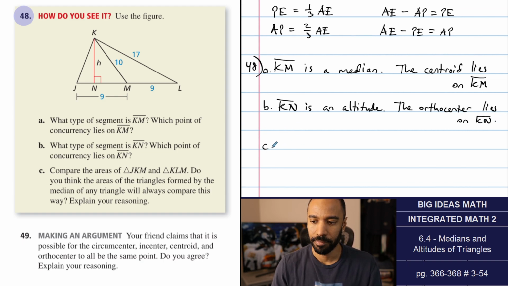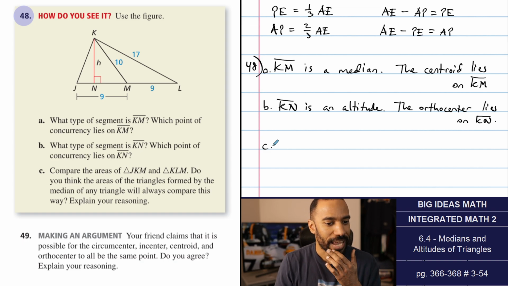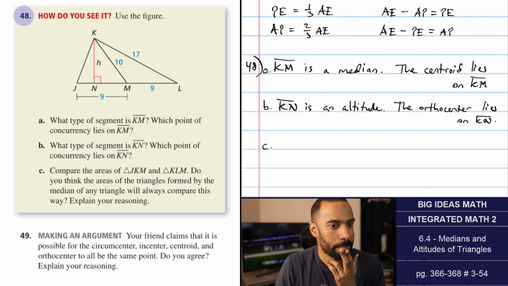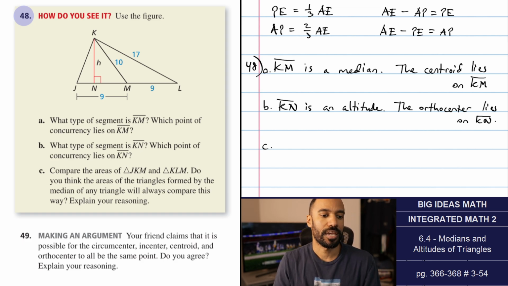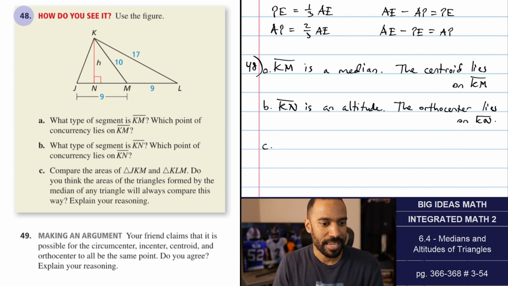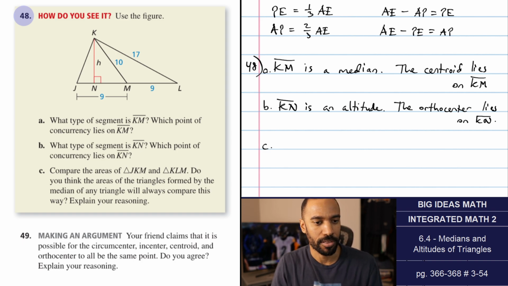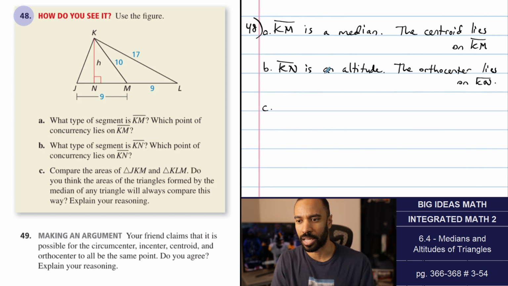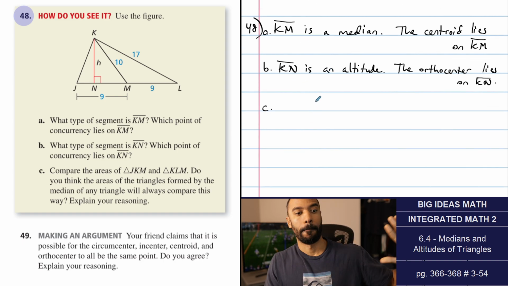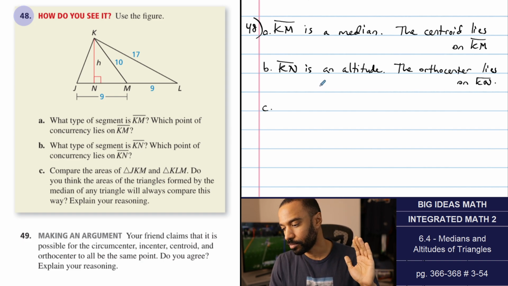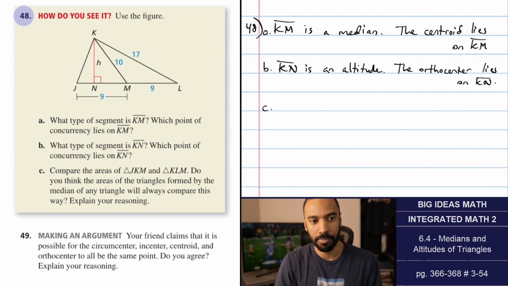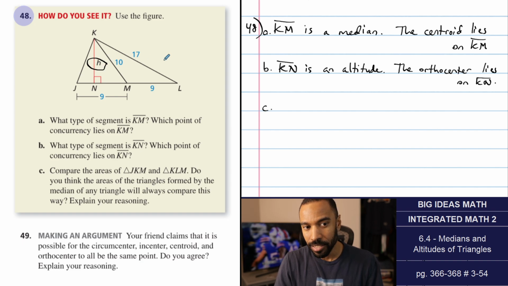Part C, probably should type this. Compare the areas of triangle JKM and KLM. Ooh, I know where this is going. Do you think the areas of the triangles formed by the median of any triangle will always compare this way? Explain your reasoning. I got to see what that last question is asking afterward. It says compare the areas. I don't know if they want me to actually calculate something, as in to find out what H is.